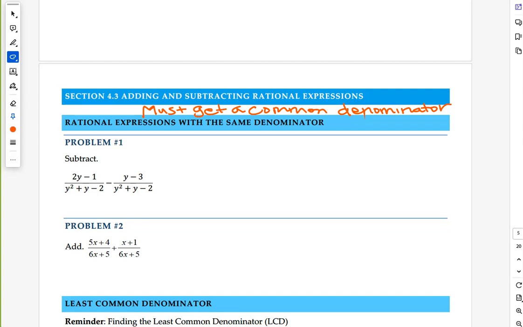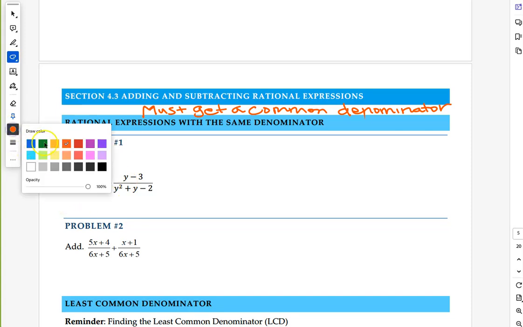Okay, so we've got to get a common denominator with adding and subtracting, but we don't with multiplying and dividing. That's why the multiply and divide ones tend to be a little bit easier to do, I think. But these ones where the denominator is the same, those definitely are easier as well because you don't have to get a common denominator. The first thing you're going to want to do is make sure that you factor the denominators. I'm going to go ahead and start by doing that.